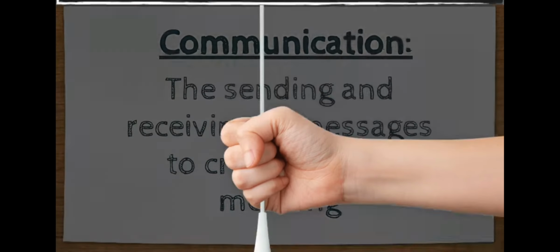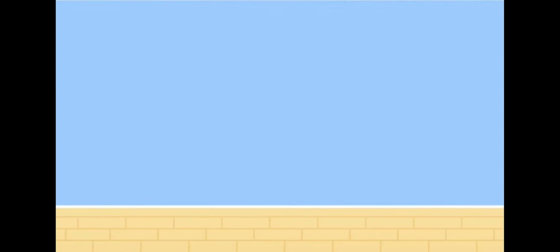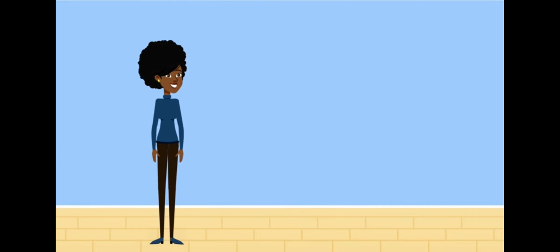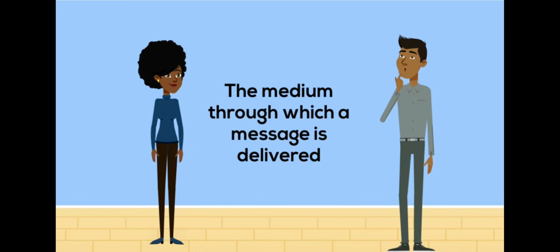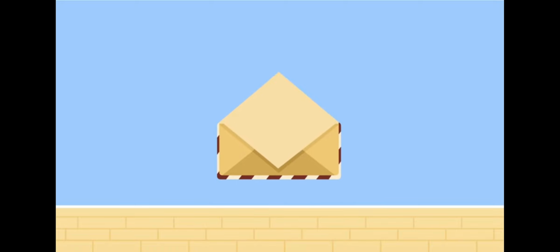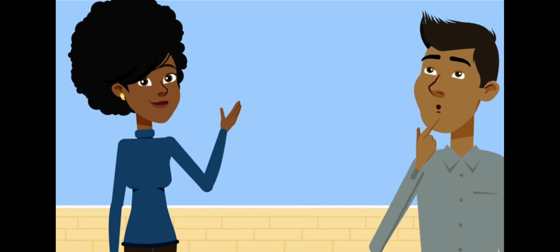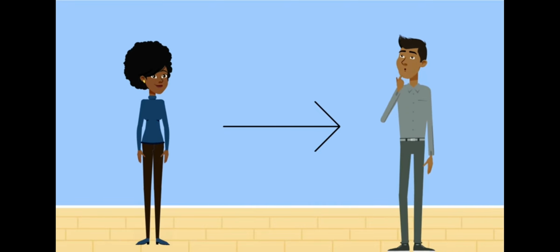The linear model was scholars' first attempt at explaining how this process works. It states, when communicating, a source will encode a message, or take an idea and give it meaning through words, and send it to a receiver through a channel, or the medium through which a message is delivered, such as a phone, computer, handwritten note, or even face-to-face. Once the message is sent, it is up to the receiver to decode, or draw meaning from the message.